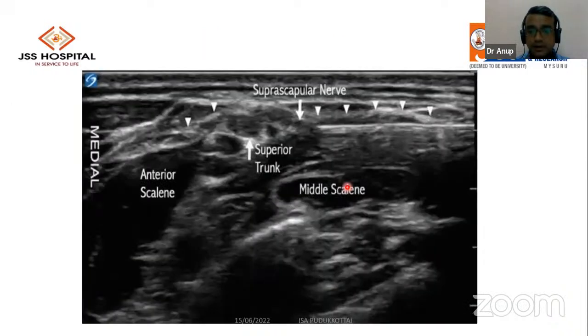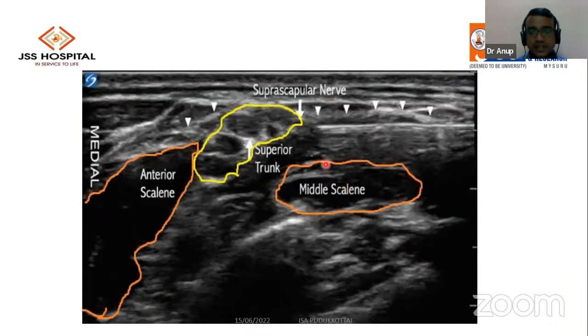Whereas with an upper trunk block, when you see here, the middle scalene muscle has moved more down and the trunk is formed way above. So the needle, when we pass it, is always superficial to the middle scalene muscle, and we can reach the superior trunk without causing any damage to the scalene muscles or the nerves that are in those muscles.